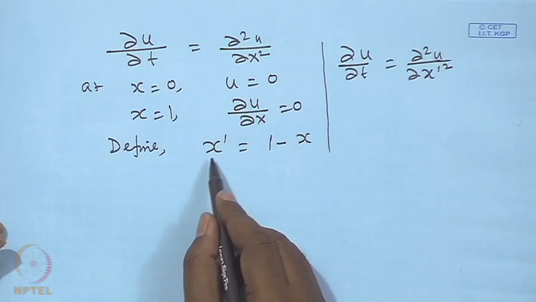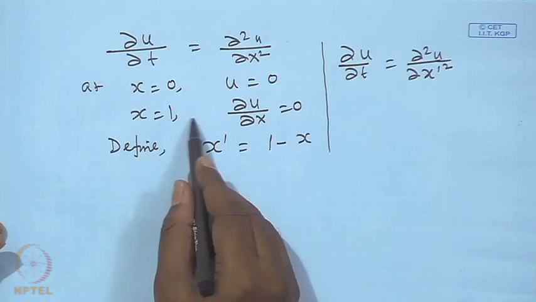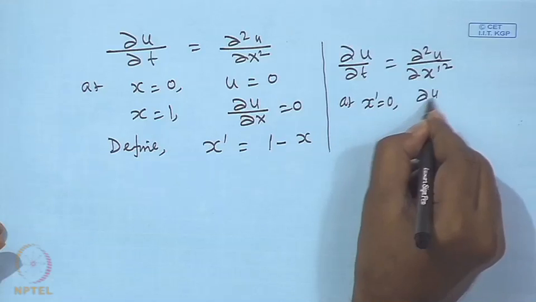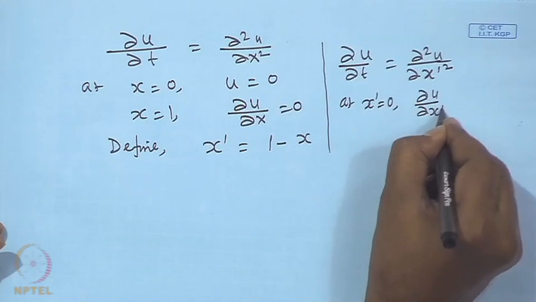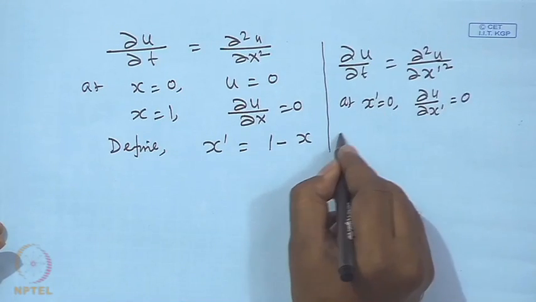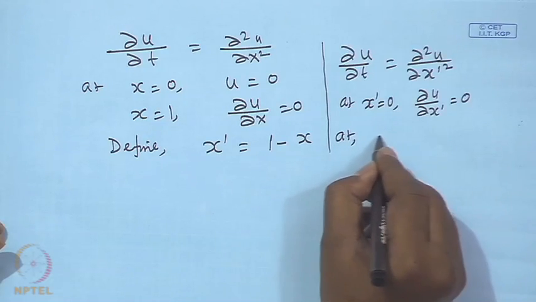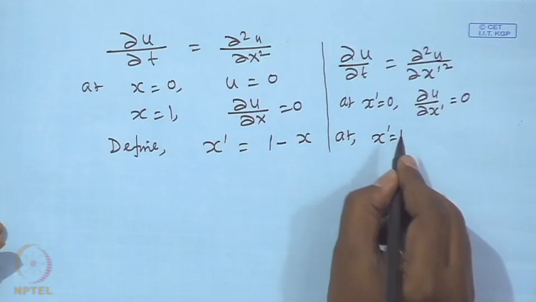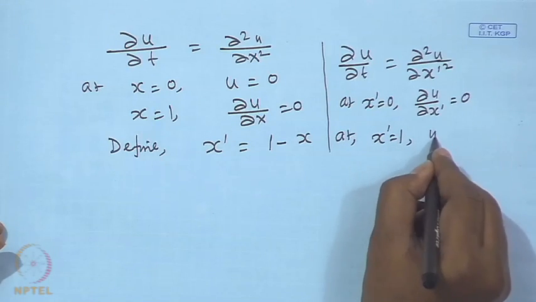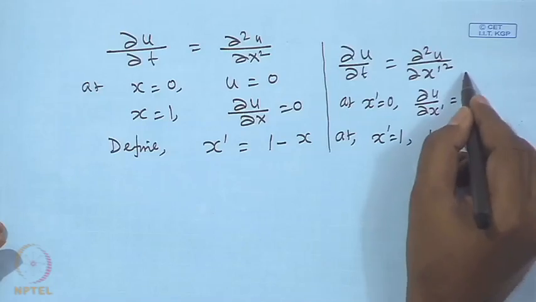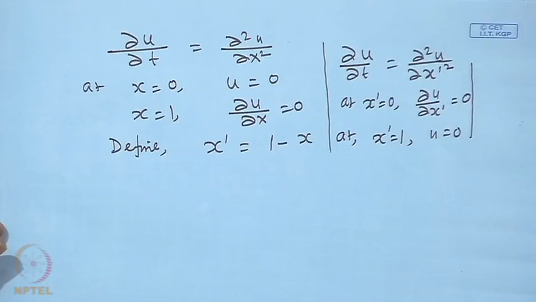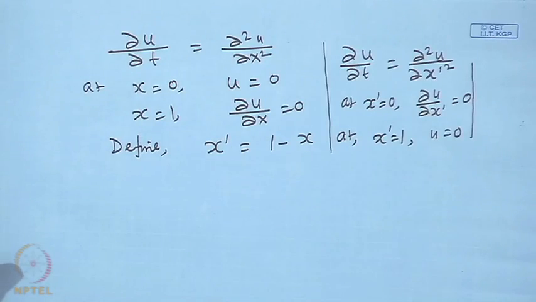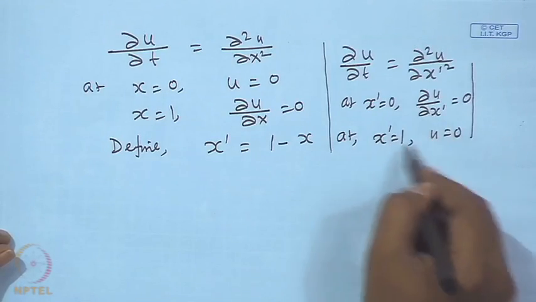Now, when we define x prime is equal to 1 minus x, this boundary condition becomes 0 at x prime is equal to 0, del u del x prime, there is a minus sign, so it will be cancelled out. So, it will be 0 for the basic problem, homogeneous boundary condition, and x is equal to 0 means x prime is equal to 1. So, at x prime is equal to 1, we have u is equal to 0. So, this problem exactly falls under the category of our known form.